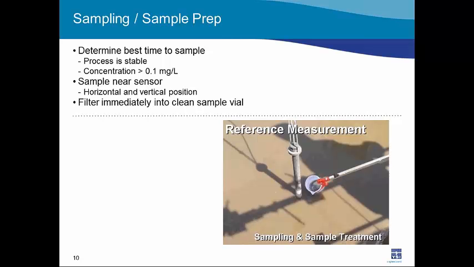You want to sample near the sensor, both from a horizontal perspective and a vertical perspective. So, for instance, from a vertical position, if you have it on a boom and chain arrangement, it may suit you, at least for the time of sampling, to raise the sensor a little closer to the surface. From a horizontal perspective, it's really not good practice, say, for example, to sample at the end of the process for a sensor that is actually in the process.